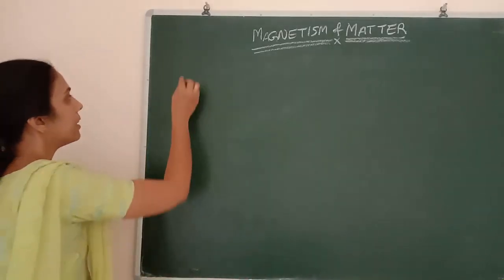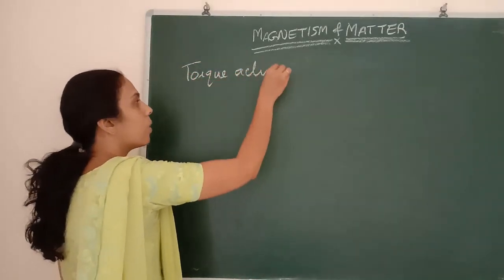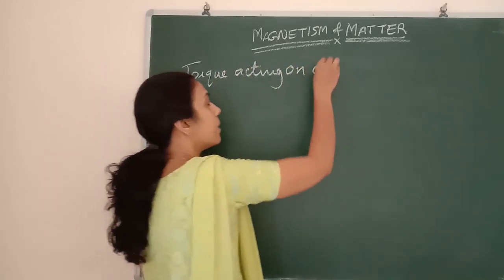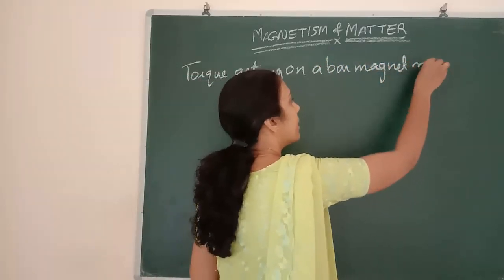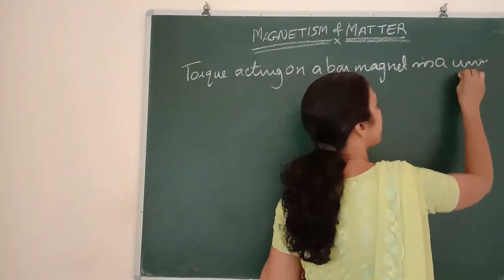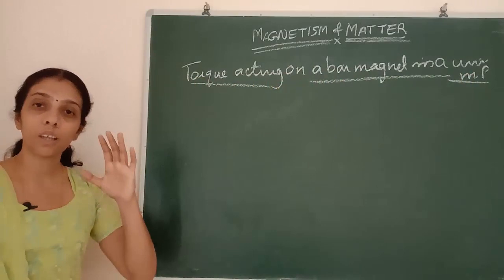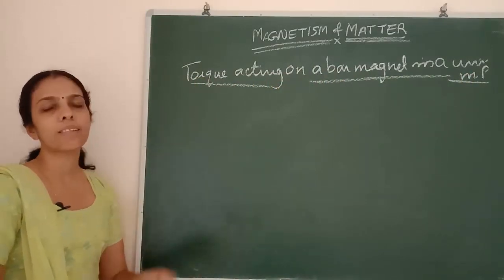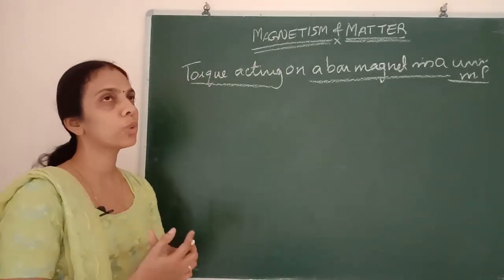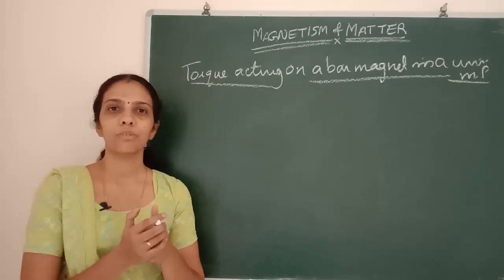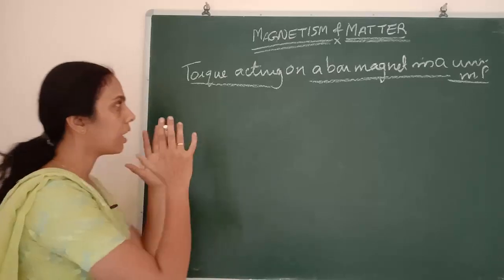So, here it is: the torque acting on a bar magnet which is present in a uniform magnetic field. Usually the children won't know what to write for a particular question because they are not understanding the question properly. Are you clear now?